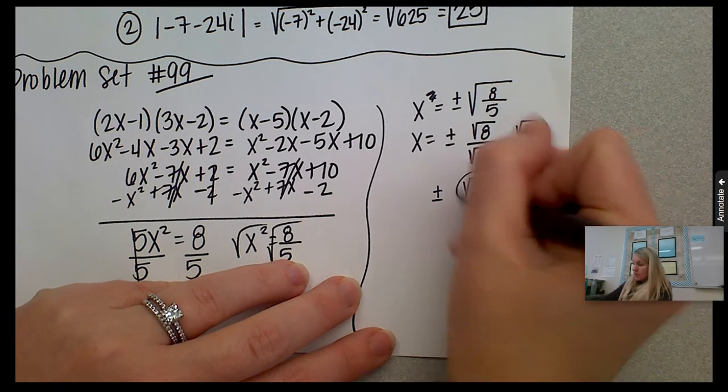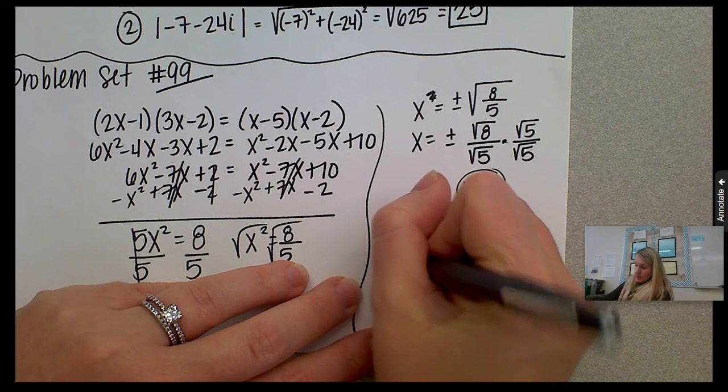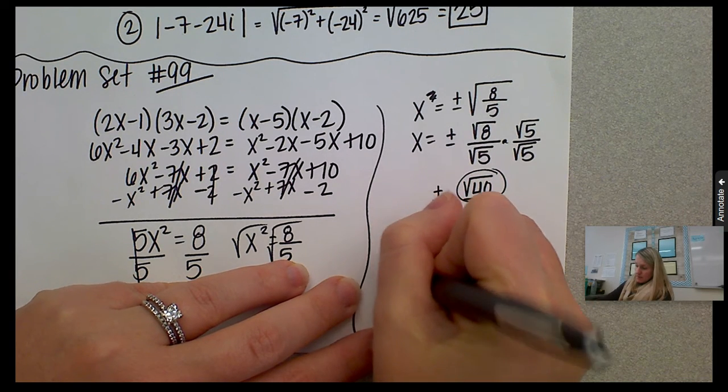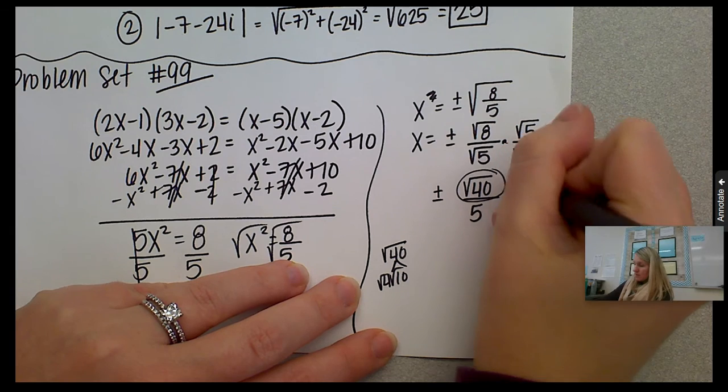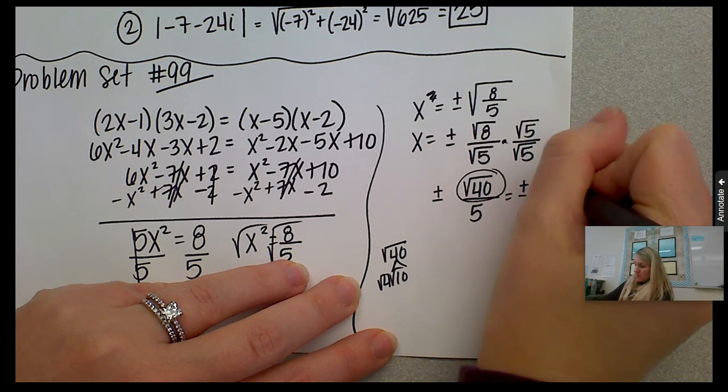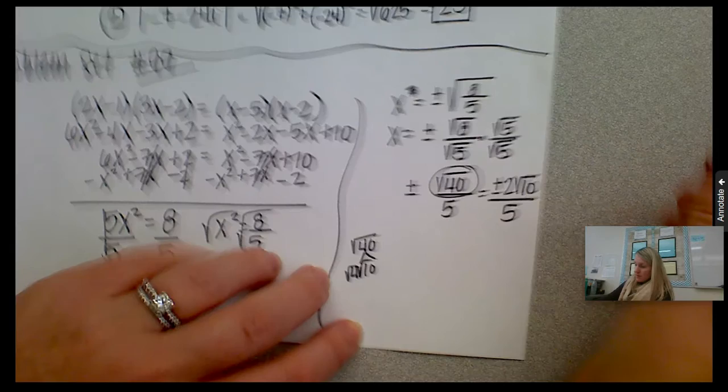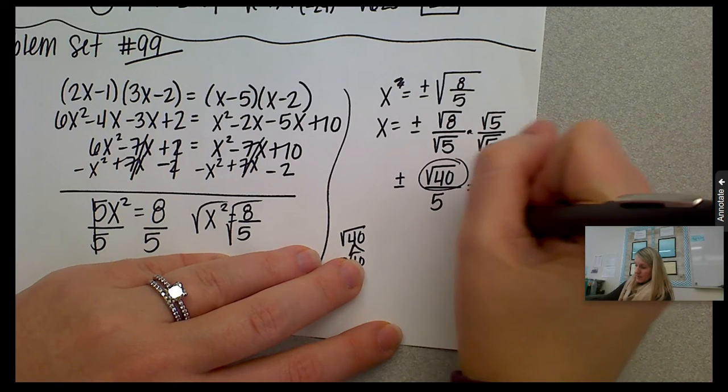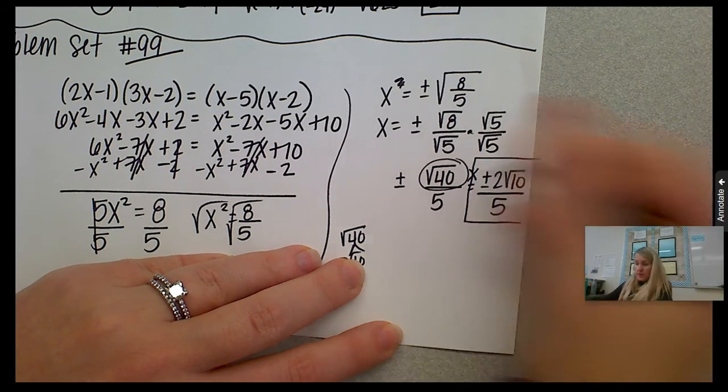This can be broken down, so just off to the side, you can do it. 40 is 4 times 10. That would be 2 root 10 over 5. And that cannot be simplified, and that, my friends, is your final answer.